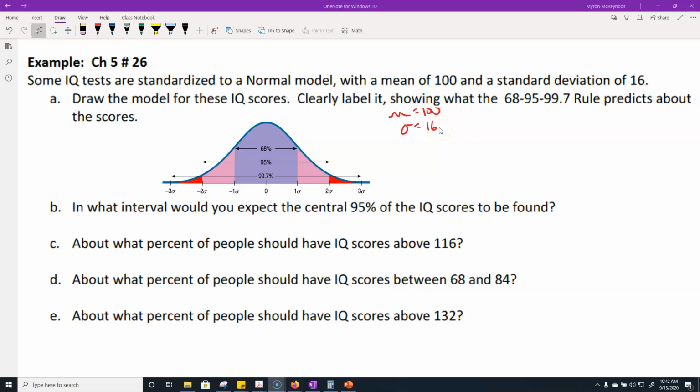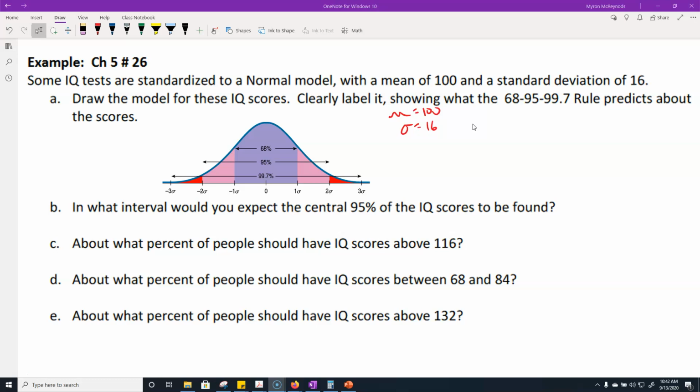All right, class, from your outline, we're going to be looking at Chapter 5, number 26. It's on the second page of your outline. It says some IQ tests are standardized to a normal model, mean of 100, standard deviation of 16. So I wrote that down, mean of 100, standard deviation of 16. Draw the model for these IQ scores and clearly label it, showing what the 68, 95, 99.7 rule predicts about the score.